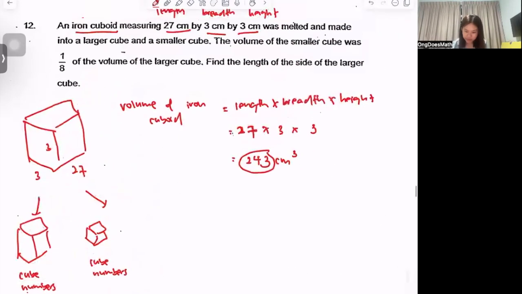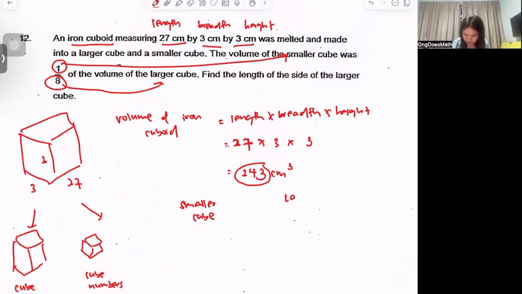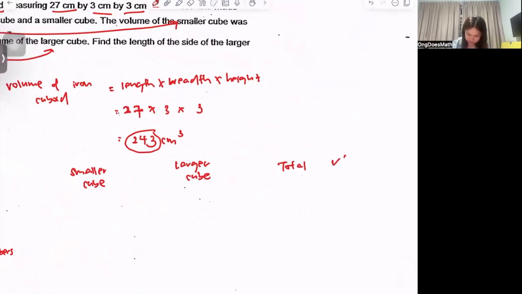And we are also given that the volume of the smaller cube was 1/8 the volume of the larger cube. 1 belongs to smaller cube and 8 belongs to larger cube. Okay, so let's do a hypothesis. So we have smaller cube and we have larger cube. And we have total. And you will see whether it's correct.